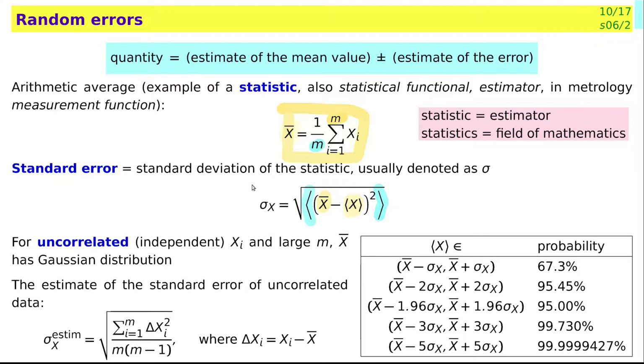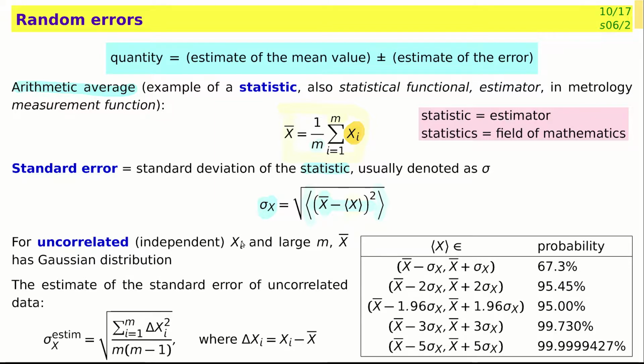So this is a definition of the standard deviation of what is inside, this squared difference, but here it is the standard deviation of our statistic, which is the arithmetic average. We can also define the standard deviation of an individual value here. I'm not interested in this right now, but otherwise it's important too.